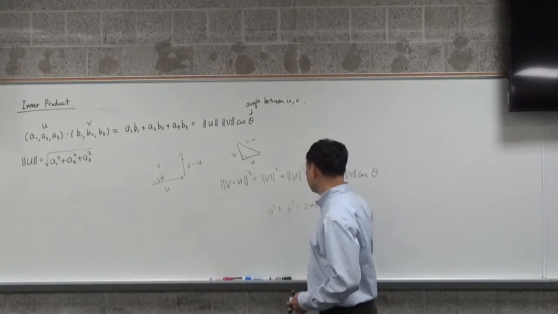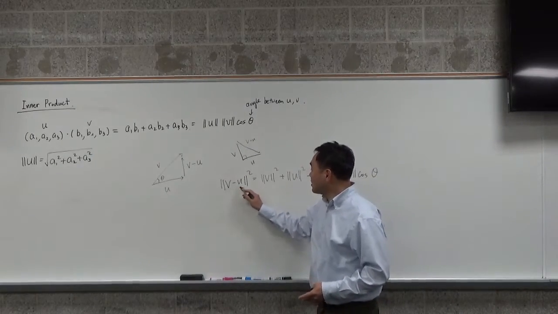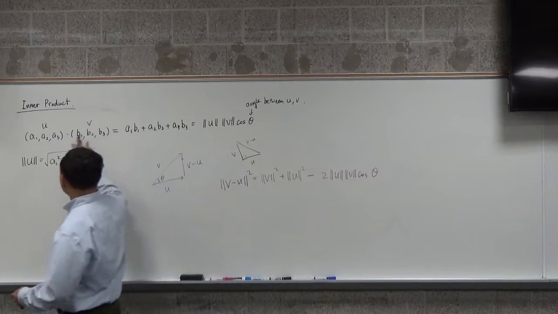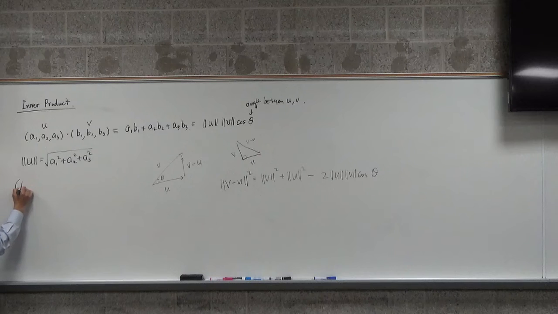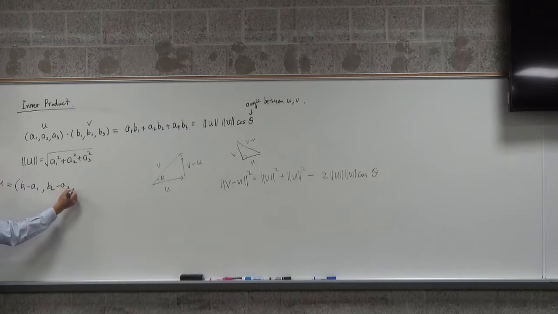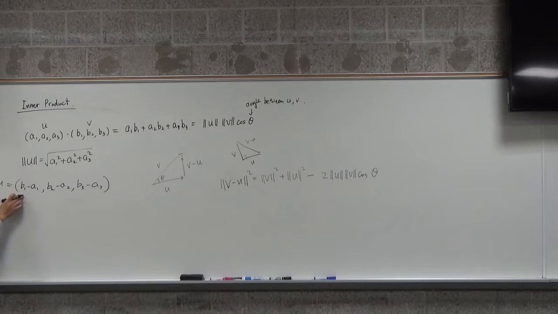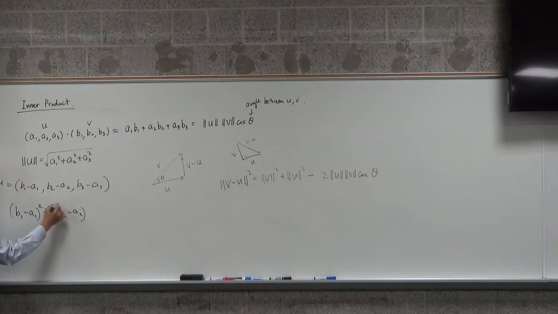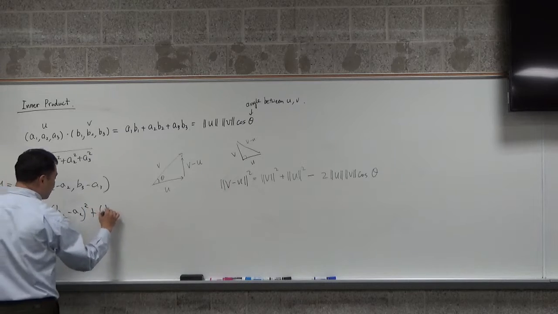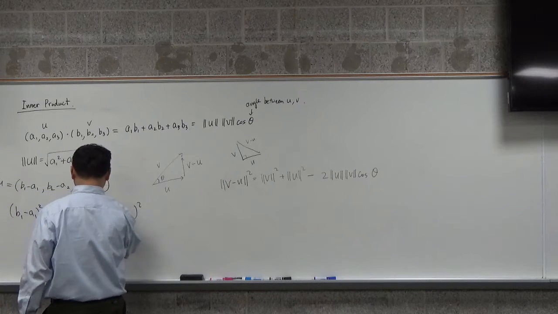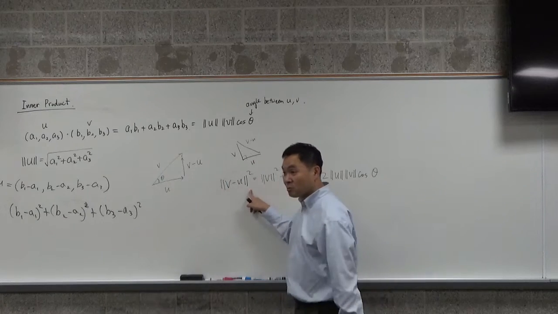If I look at what this is, this is V, that's U. So V minus U would be B1 minus A1, B2 minus A2, B3 minus A3. If you take this length squared, it'll be (B1 minus A1) squared plus (B2 minus A2) squared plus (B3 minus A3) squared. That's what you get for the norm of V minus U squared, right?